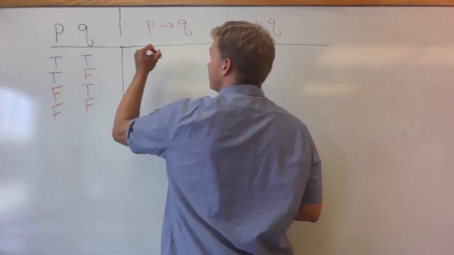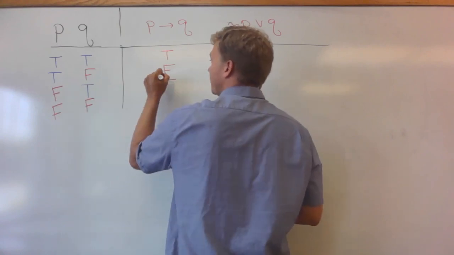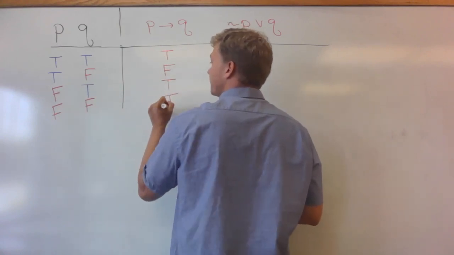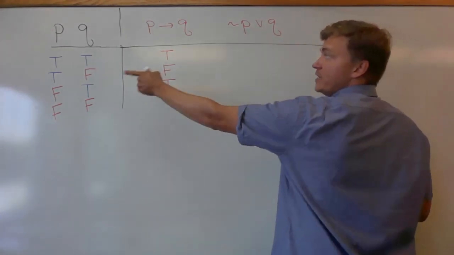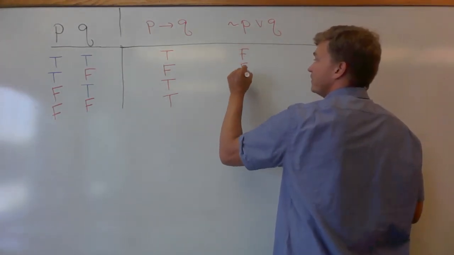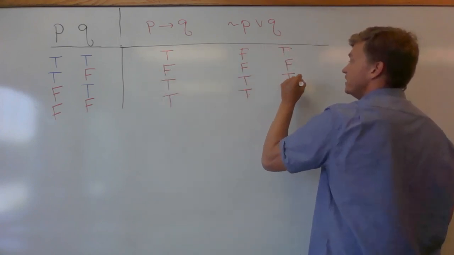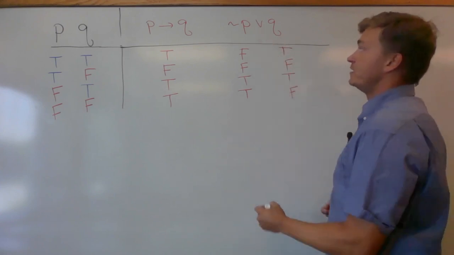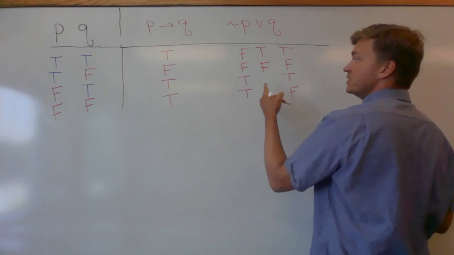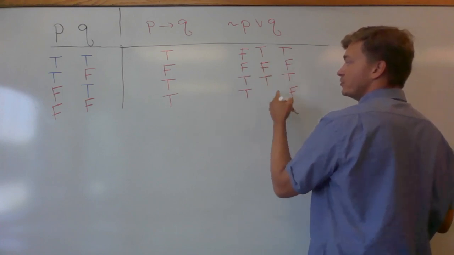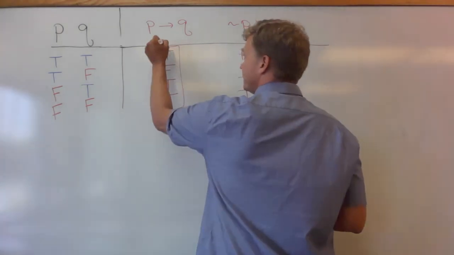P implies Q, as we saw at the beginning of this video. Well, true implies true is true. True implies false is false. False implies true is true. False implies false is true. Now, what about this? Not P is F, F, T, T. Q is T, F, T, F. The OR connective here, false or true is true. False or false is false. True or true is true. True or false is true. So TFTT, TFTT matches up.